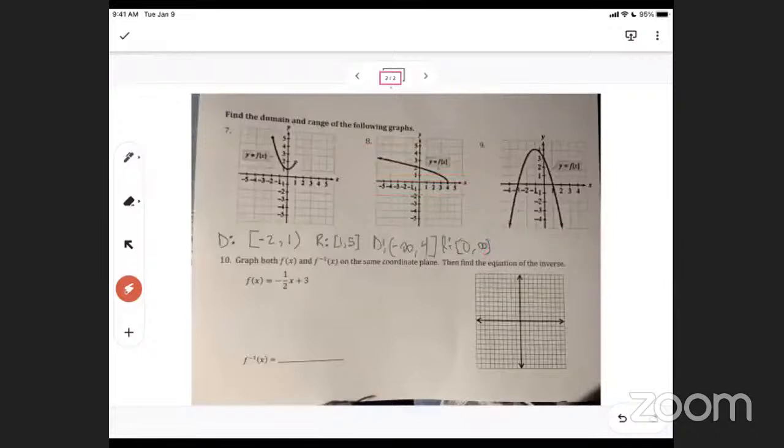Is this a trick question? No. What's the domain? Where is it not going to touch the graph? Infinity? Yeah, it's never not going to touch it. So the domain is just all real numbers, negative infinity to positive infinity.